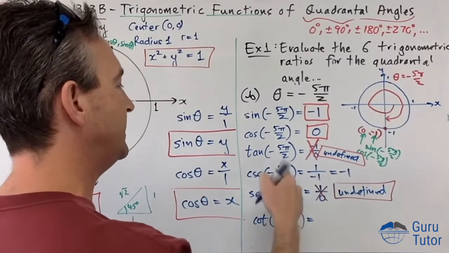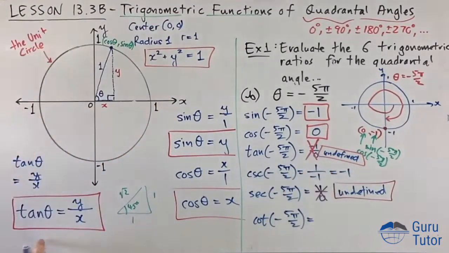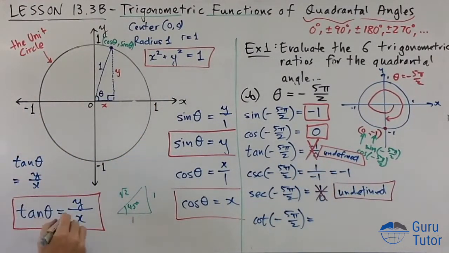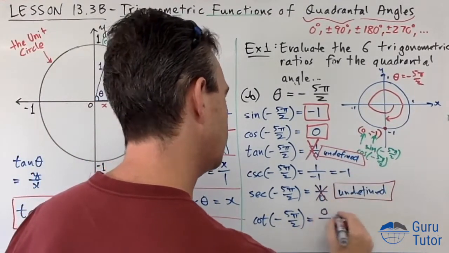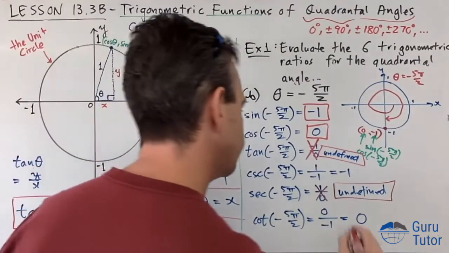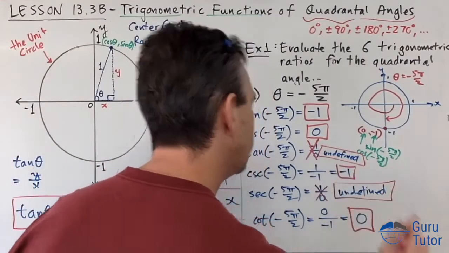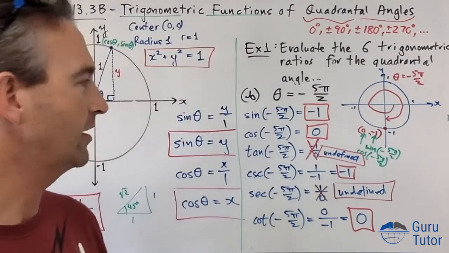0 on the top is okay. And cot is 1 over tan, so this is a bit tricky. Can't do 1 over undefined, can you? But what we can do is think tan theta is y over x, then cot theta is x over y. So think of it that way. x is 0 and y is minus 1, so that equals 0. That is defined. Okay, so there we are, the 6 trigonometric ratios for theta equals negative 5 pi on 2.